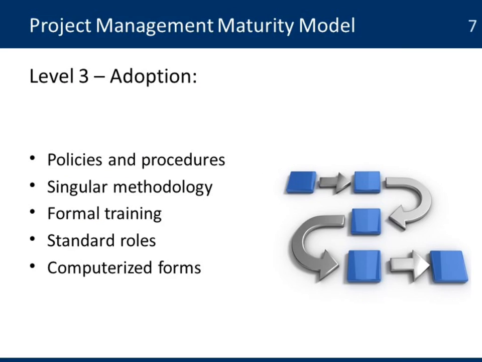Level 3, that is when the organization is starting to have a better understanding of what is project management, and that's when they start adopting some of those best practices. So there are better policies and procedures. There is now a singular methodology on how to do projects, and it's available to the rest of the organization. Now we see some formal training on project management based on that methodology. Recognition of standard roles in project management, and better use in terms of the forms and the technology used to manage all of that information.